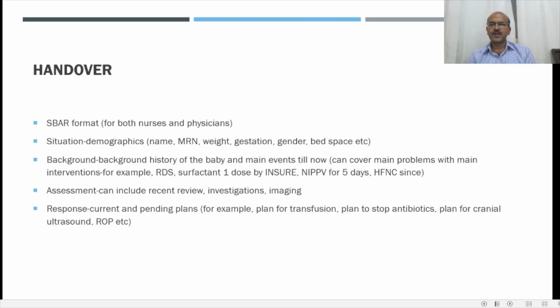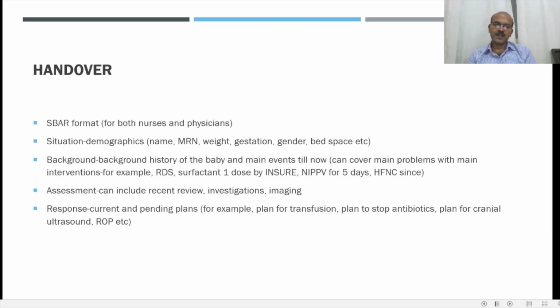Situation, where you include demographics: name, hospital number, weight, gestation, gender, bed space, etc. Don't ever refer to them by the bed space. It should always be by the full name and the hospital number to confirm patient identifiable information. The background would include a history of the baby and the main events till now.